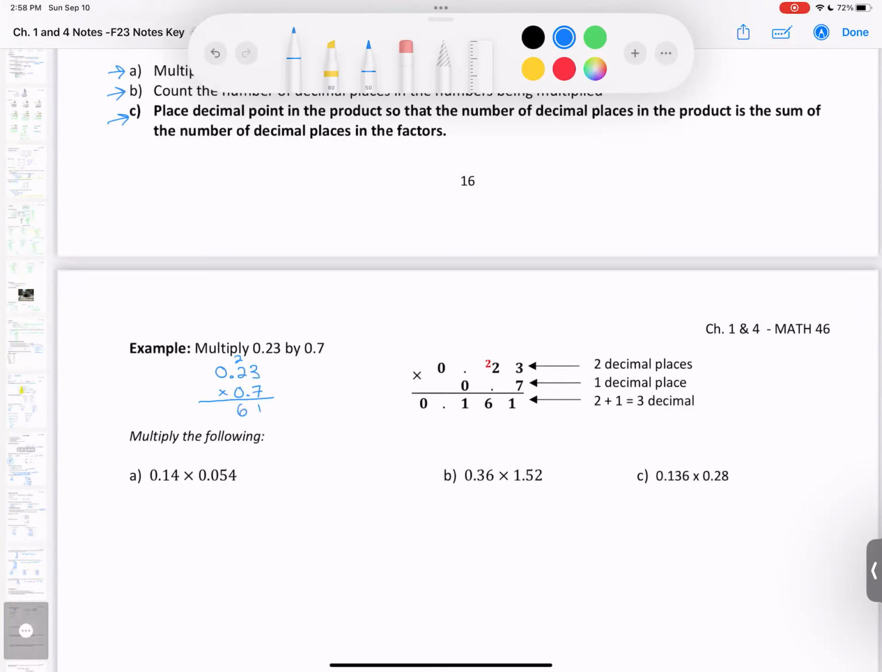Okay, there we go. All right, so this first number here, we had 2 decimal places. And the second number, we only had 1 decimal place, right? Because the 7 is past the decimal. In that first number, we've got the 2 and the 3 past the decimal. So altogether, that adds up to 3, which means that our answer has to be out to 3 decimal places. So our answer is going to be 0.161 or 161 thousandths.